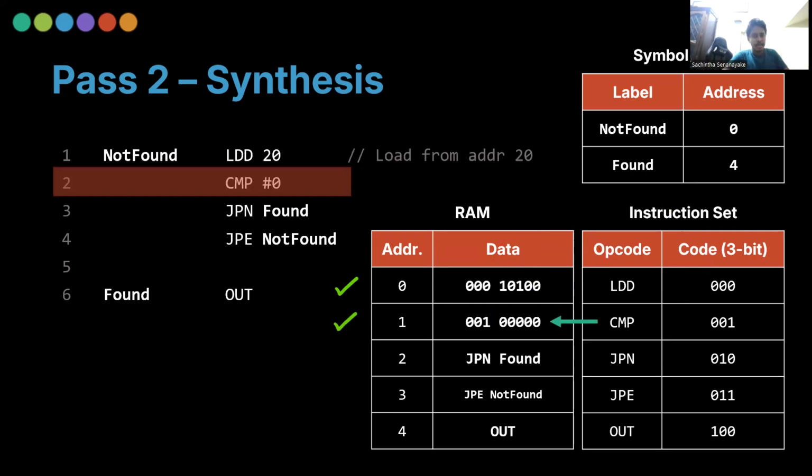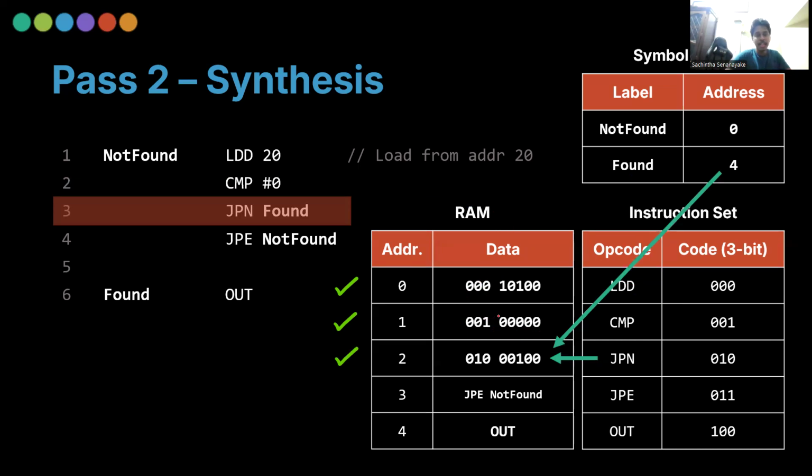We do the same for CMP. CMP's opcode code in binary is 001, and its respective operand is 0, which has been written in a 5-bit binary number 0000. Then JPN found.